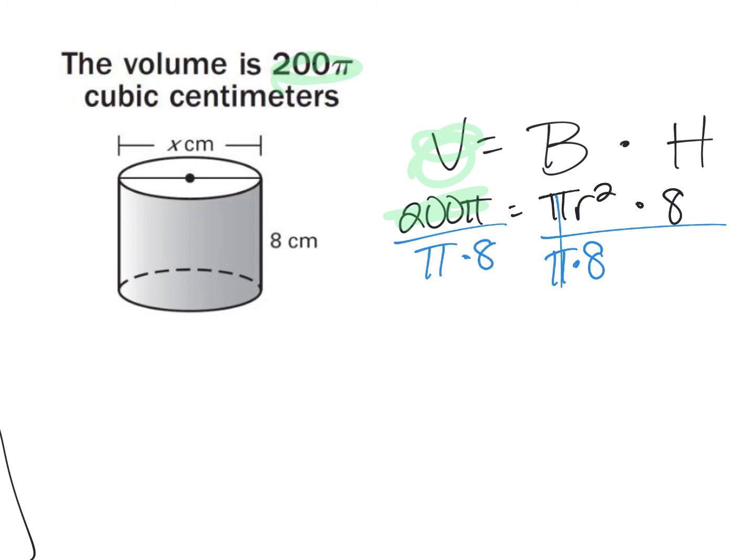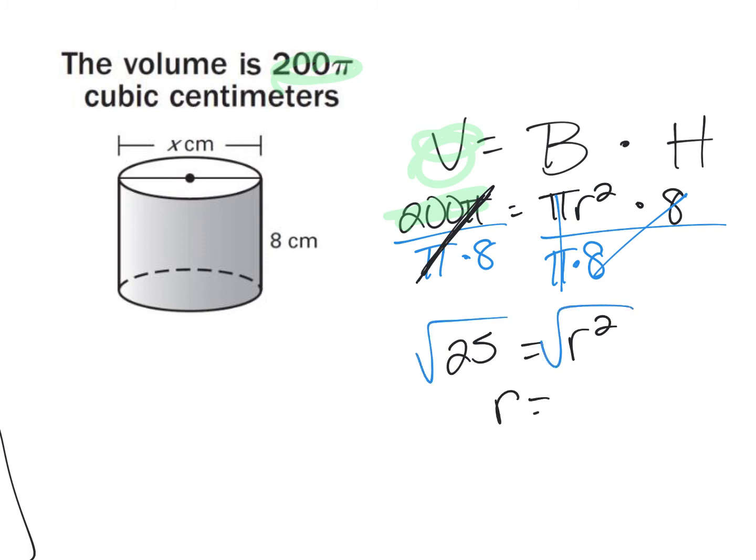So the pi's on the right cancel, the 8's on the right cancel. Nice. So we are left with r squared over on the right. On the left, you notice those pi's cancel, so then you just have 200 divided by 8, which is 25. Last step you need to do is square root. So r is the square root of 25, which is 5.